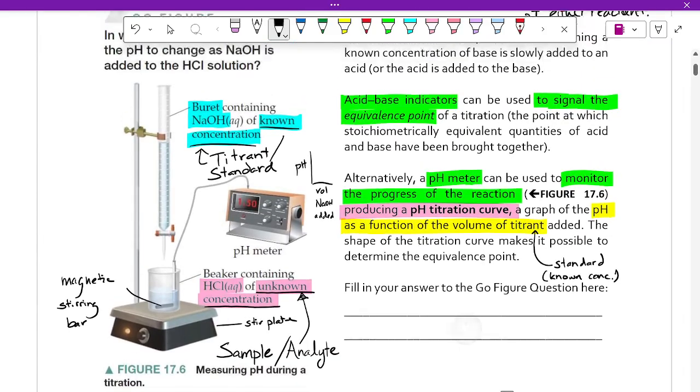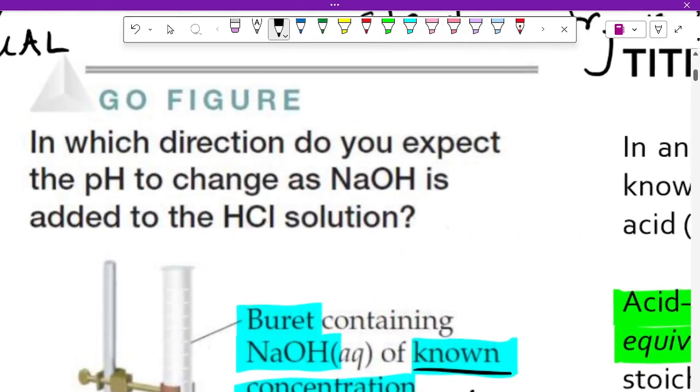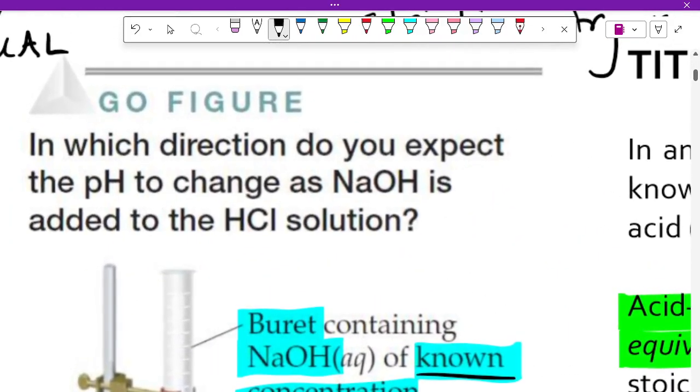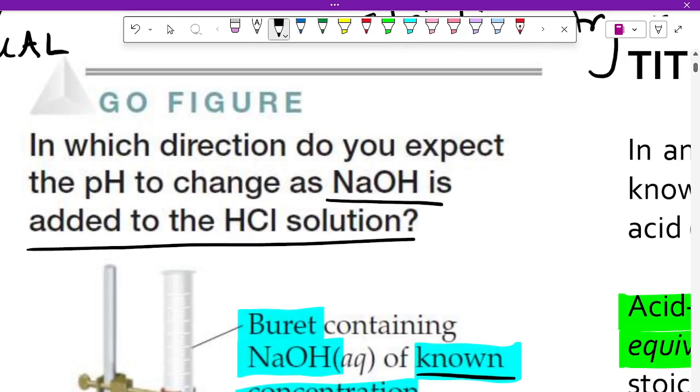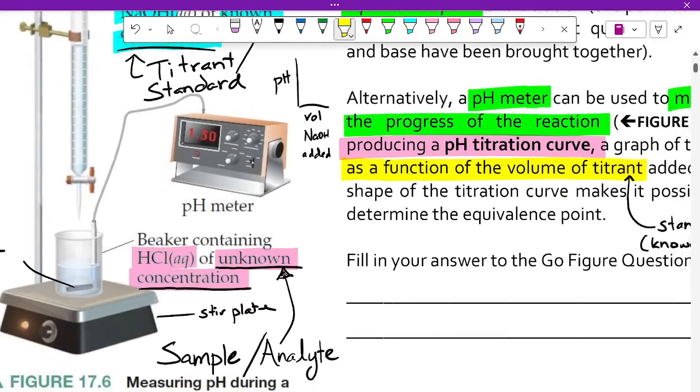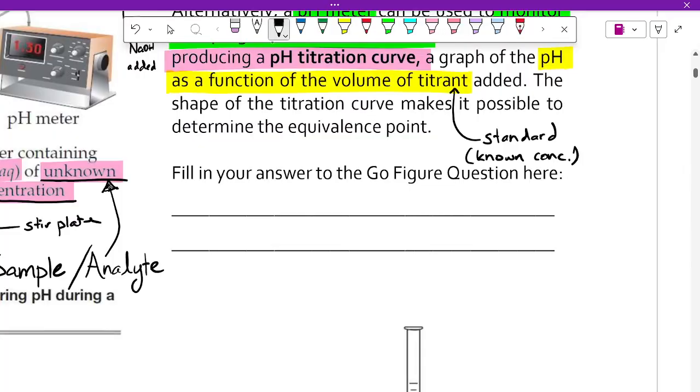Okay, the Go Figure question. In which direction do you expect the pH to change as NaOH is added to the HCl solution? Tell your partner. Is it going to go up or down? It's going to go up because we're adding base. So we can fill in our answer here. The pH will go up as we add base, NaOH.